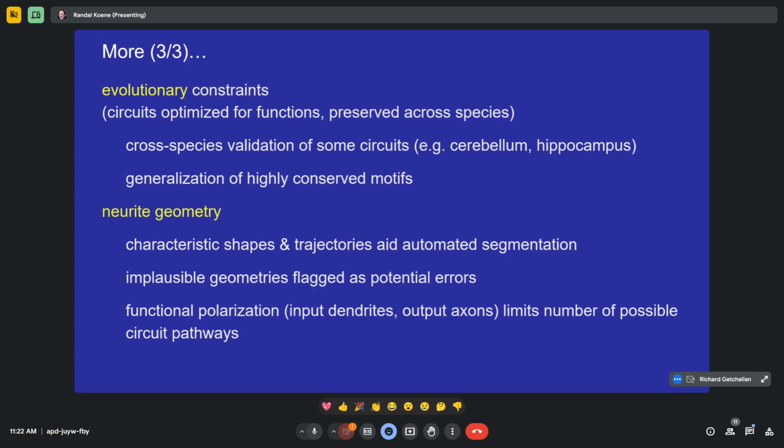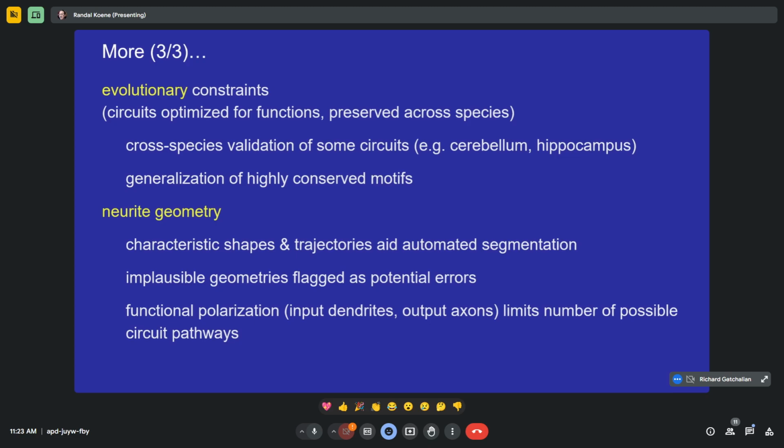Many circuits are conserved across species or within brain regions. And those sorts of circuits, for instance, the cerebellar cortex, the hippocampal circuitry, they can be validated against known structures from other species. Highly conserved motifs like cortical microcolumns or recurrent neural circuits might allow for generalizations in some circumstances.